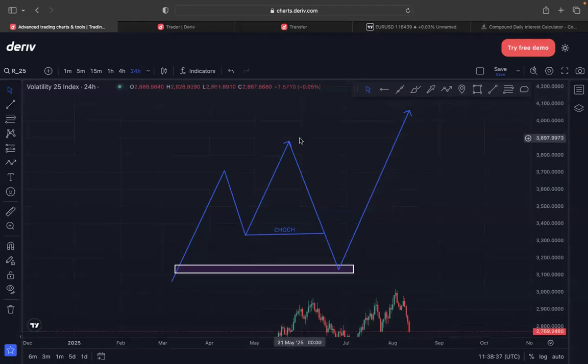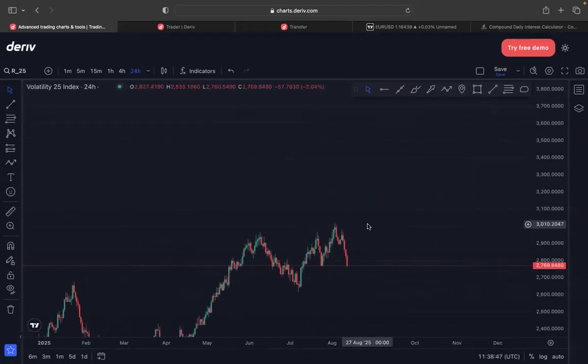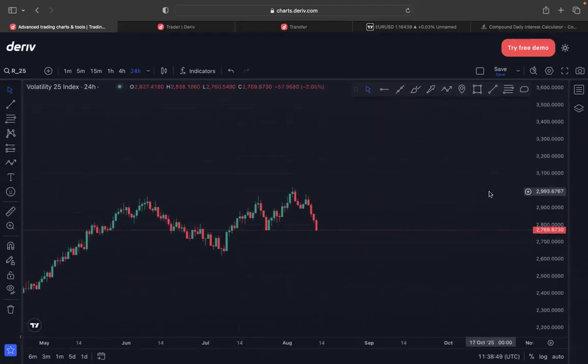And that's kind of the same thing that is happening here on Volatility 25 Index, because a lot of people are going to think, let me show you. A lot of people are going to think, look at this.